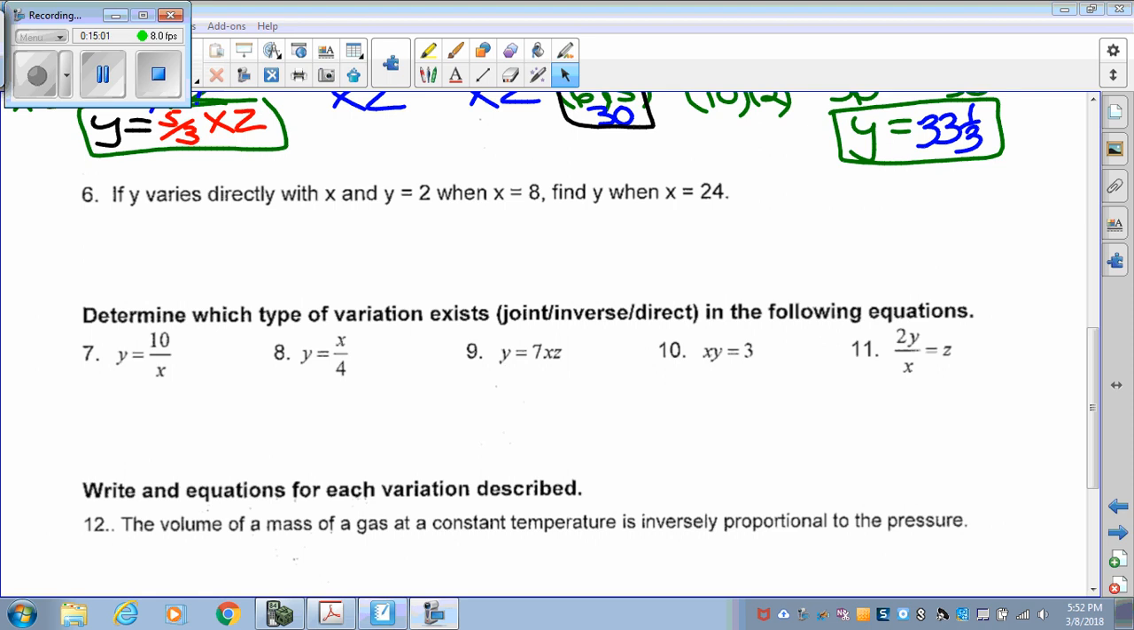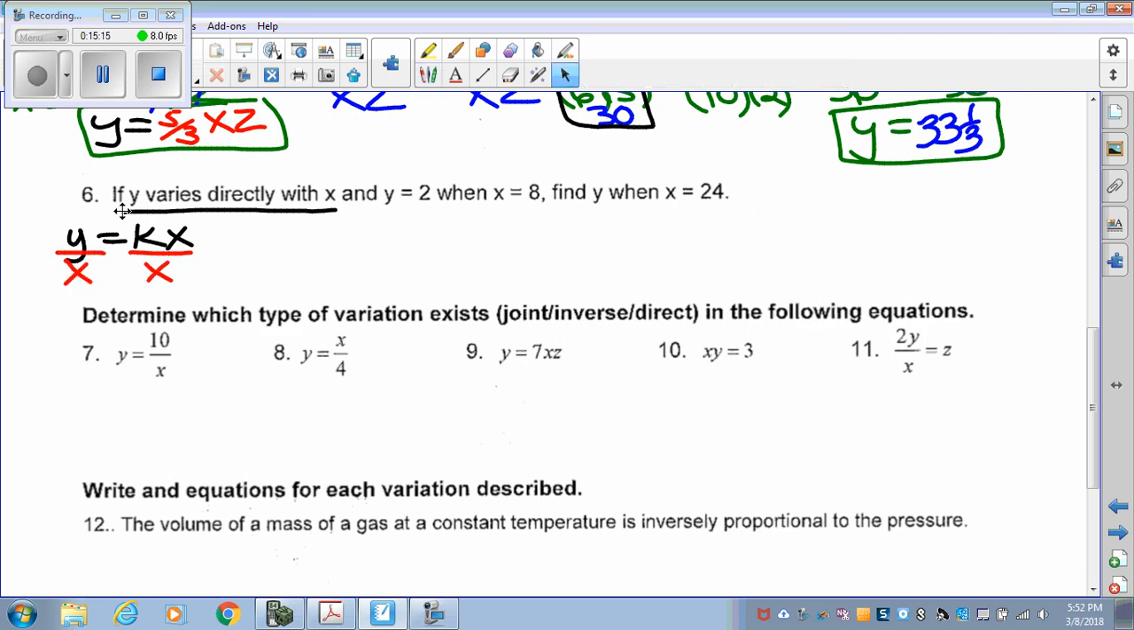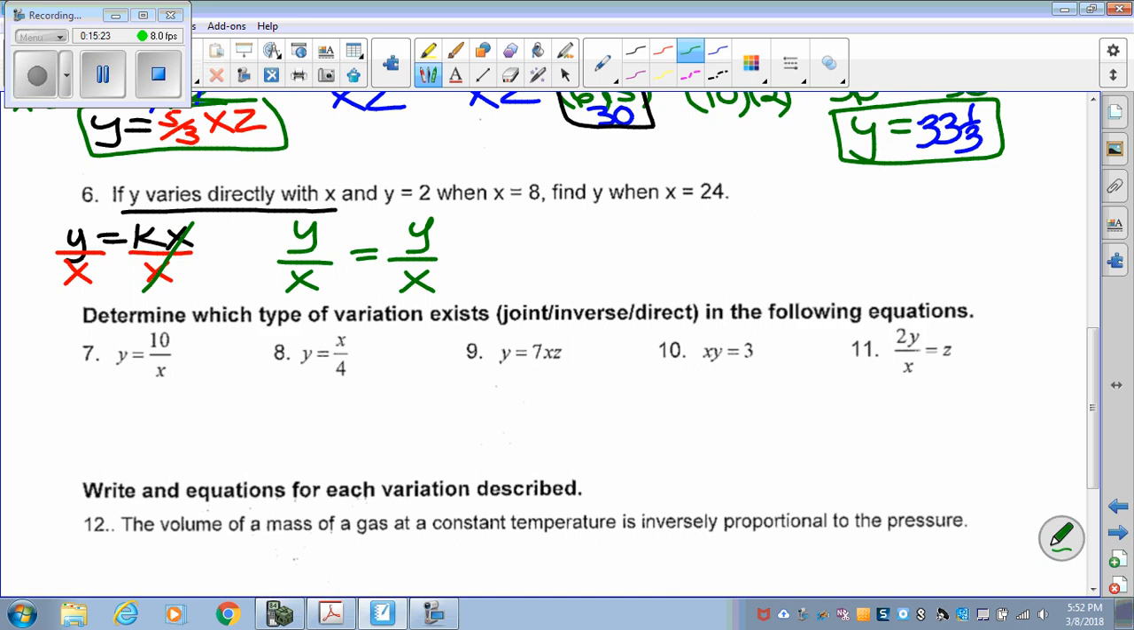Okay, so here we go. Y varies directly with x, right? So if I solve for k, the x is crossed out, and so I get y divided by x equals y divided by x. Directly divide. They both start with z, okay?